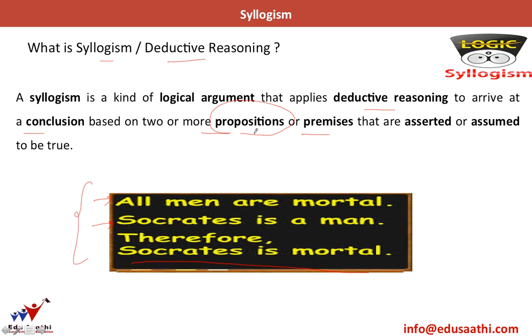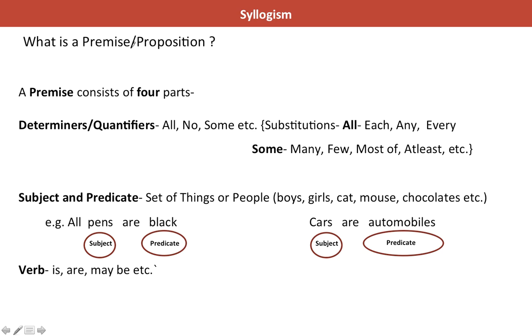Let's move on to some basic definitions of what a premise is and what a proposition is. You don't need to remember these definitions, but it is just to form a good foundation that you should know. A premise consists of four parts. The first part is determiners or quantifiers. These are things like all, no, some, etc. Like in the previous example, we took all men are mortal. So here, all is a quantifier. It tells how many men. Similarly, I can have some men are mortal or no men are mortal. So these are called determiners.